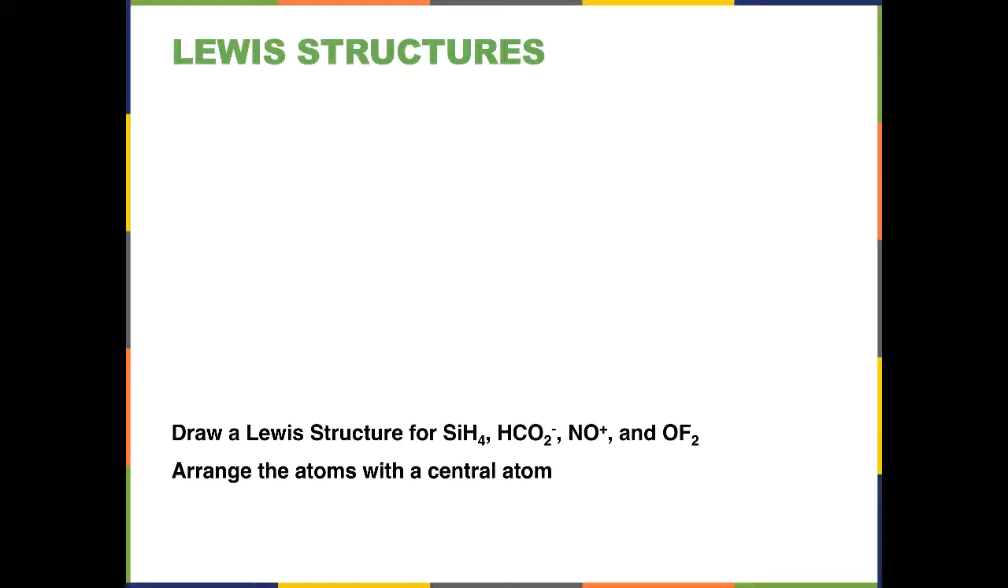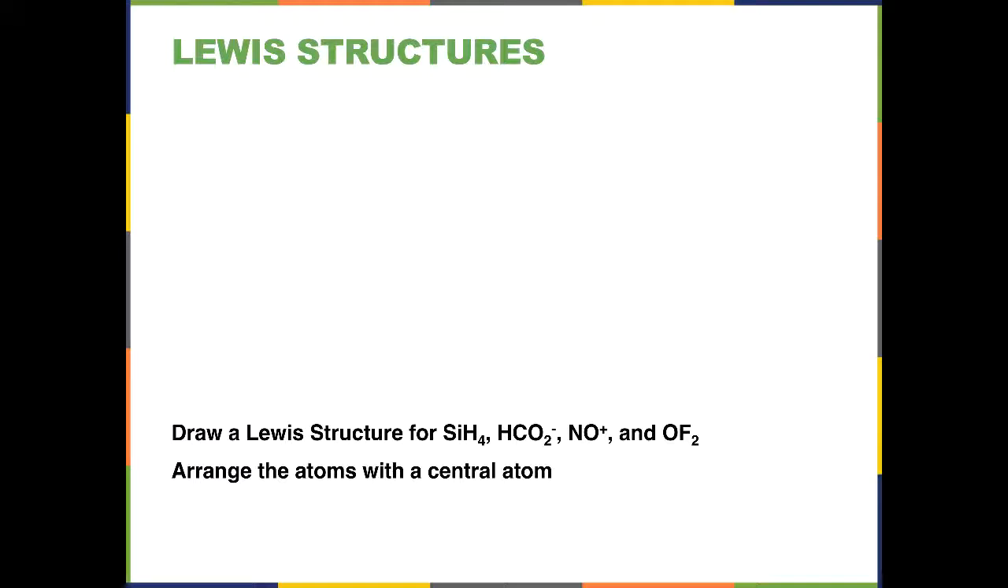For the first one, silicon has 4 and each hydrogen has 1, so you have a total of 8. In the second one, the hydrogen has 1, the carbon has 4, so that's 5, and each oxygen has 6. So 5 plus 12 is 17, and it's negatively charged, so that means there's a total of 18 valence electrons. For nitrogen oxide, you have 5 for the nitrogen, 6 for the oxygen, so that's 11, minus 1 for the plus sign, so that's 10.